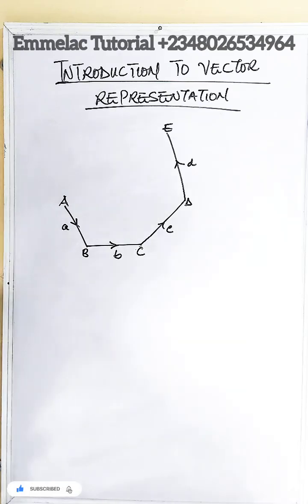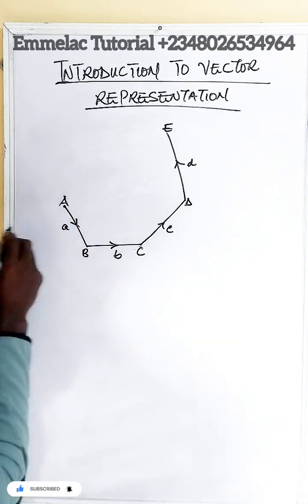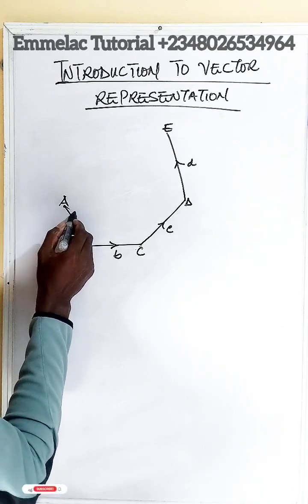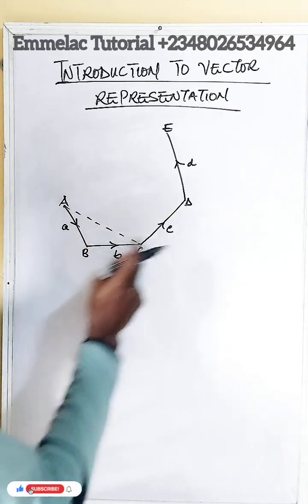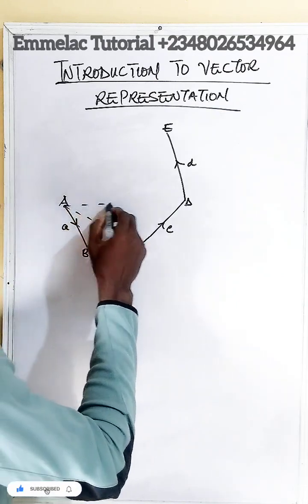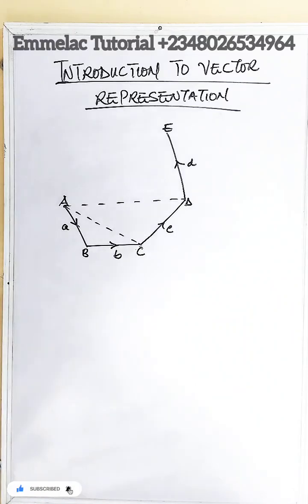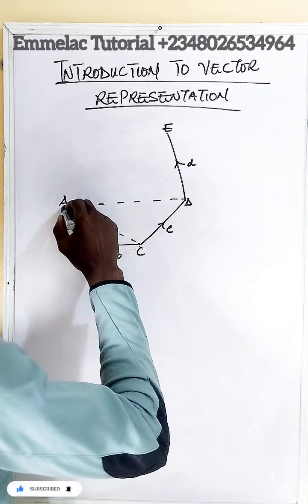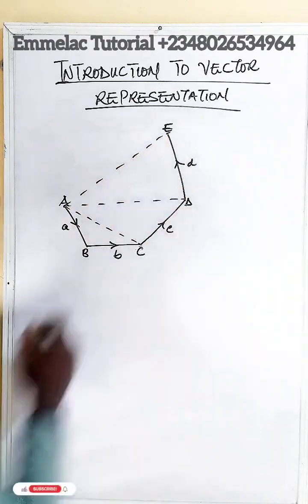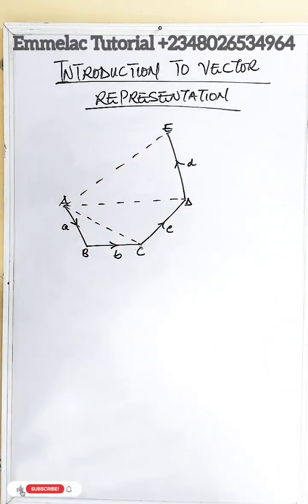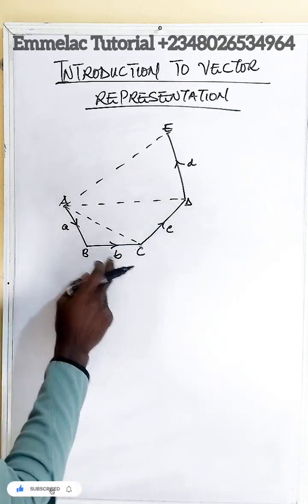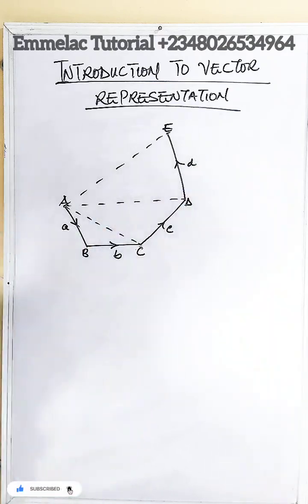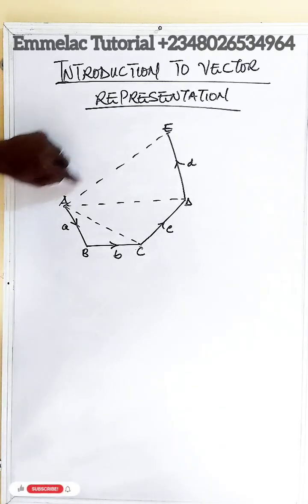Okay, now we can have from here, which is A, you can actually get to C moving this direction, right? Yes, and you can actually get to D from A moving this way, right? And you can also get to E moving this way, right? Now let us look at this. The total sum of a, b, c and d here could actually give us AE.